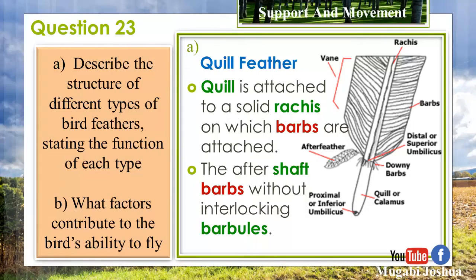Now, on the rachis is where the barbs are attached. The aftershaft barbs are without interlocking barbules. Those are the downy barbs that you are seeing near the distal or superior umbilicus. They are the shaft barbs, but they don't have interlocking barbules.